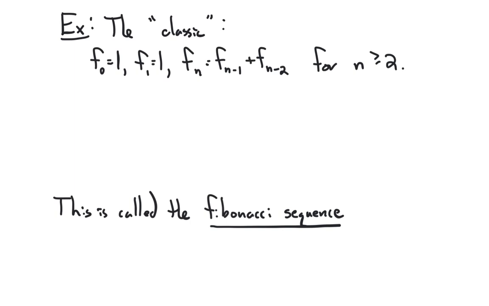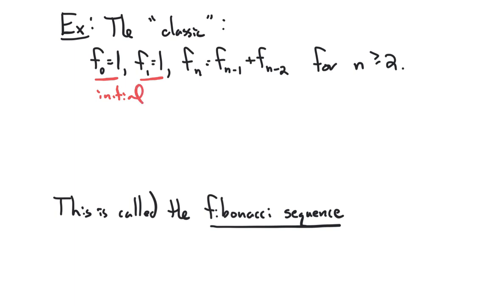The classic is, of course, the Fibonacci sequence. So our initial terms are f0 and f1. Note here that I'm starting at 0 instead of 1 as it was defined in the definition for recursion. Hopefully that's fine. You can start at whatever index you like. So here are our initial terms, f0 and f1.